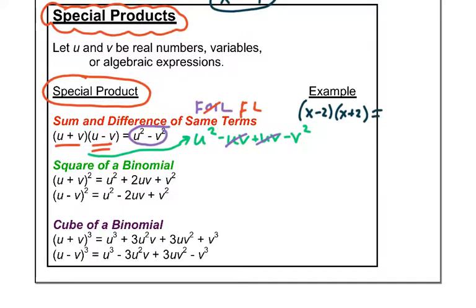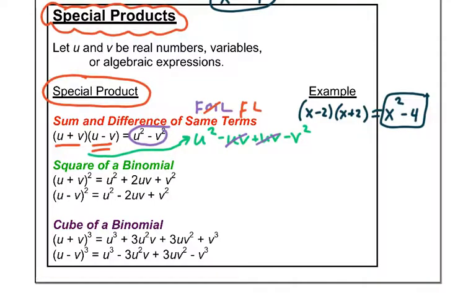This is a shortcut, though. So just do the FL. The F would be the first, which is x times x. The inner terms will cancel, the O and the I. Last: how about negative 2 times positive 2? That's it. That's all you have to worry about. Easy to memorize? I think so.